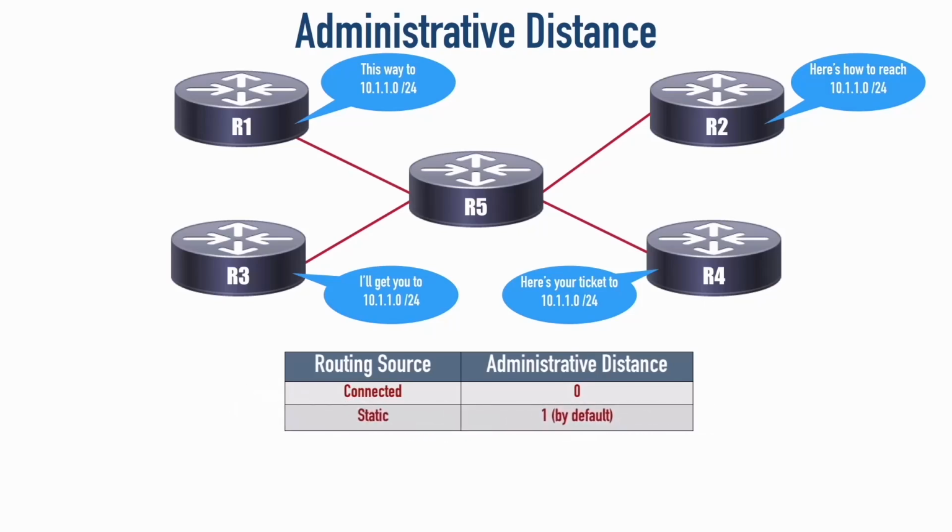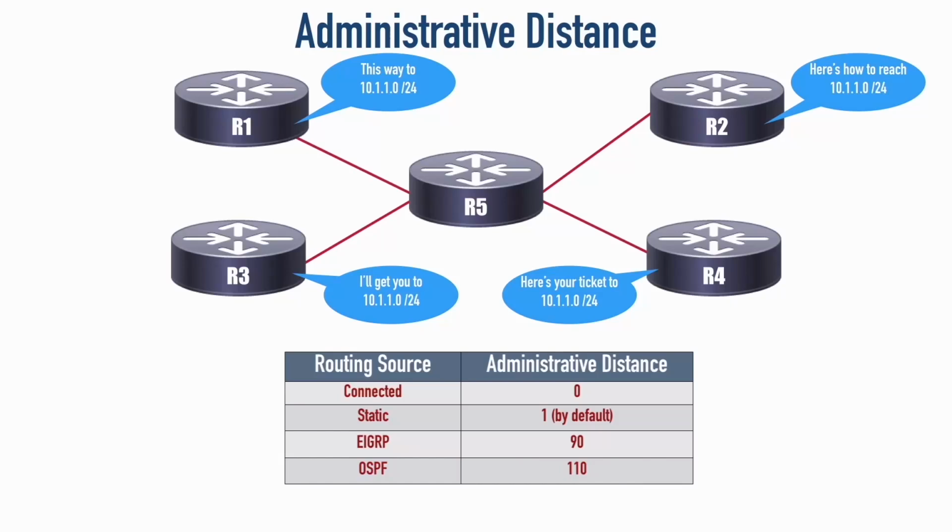However, we could have a static route that we administratively add to the router. By default, it's going to have an administrative distance of 1. So that's pretty believable. But then we start to get into our dynamic routing protocols. EIGRP has an administrative distance of 90, and OSPF has an administrative distance of 110. That means that EIGRP is going to be more believable than OSPF.